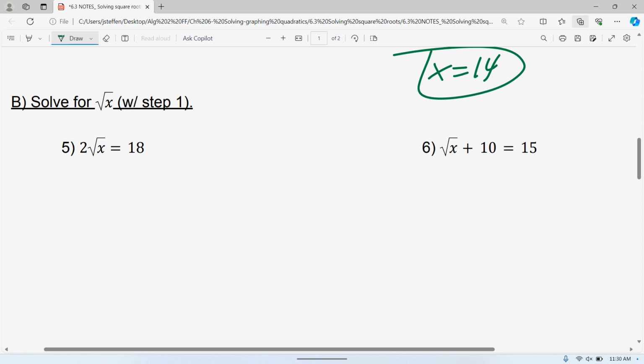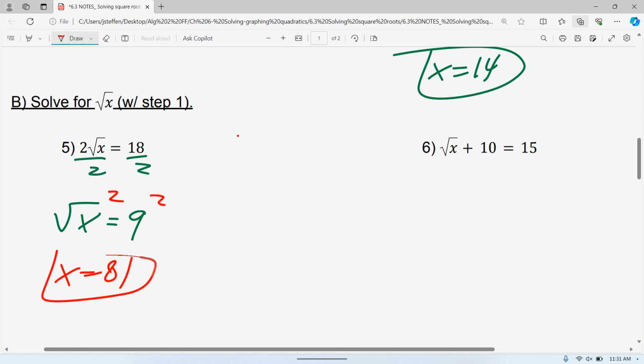So for this one, number 5, the first thing you do is divide both sides by 2. We didn't do anything with the square root yet. 18 divided by 2 is 9. That was step 1. So now we have the square root all by itself. Now cancel that with step 2. You square both sides, getting x is equal to 81. Again, you could plug that back in and check. Square root of 81 is 9. 2 times 9 is 18.